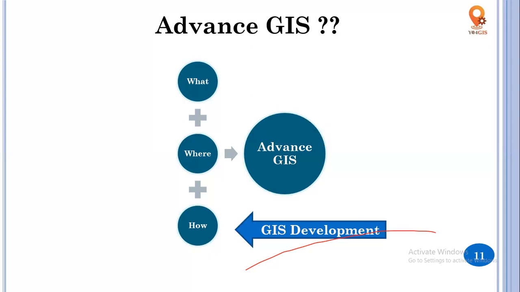So like that, there are many different kinds of GIS analysis we have, but these analyses we can do only with the help of GIS development. If you know GIS development, we can quickly do this analysis, get the result, and based on that we can take the decision. So whenever we are talking about advanced GIS, it means we are going to talk about GIS development.